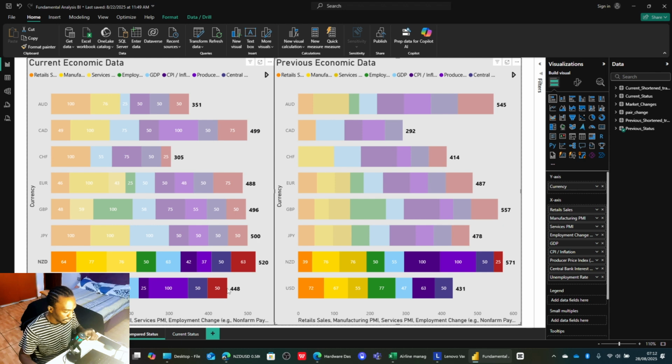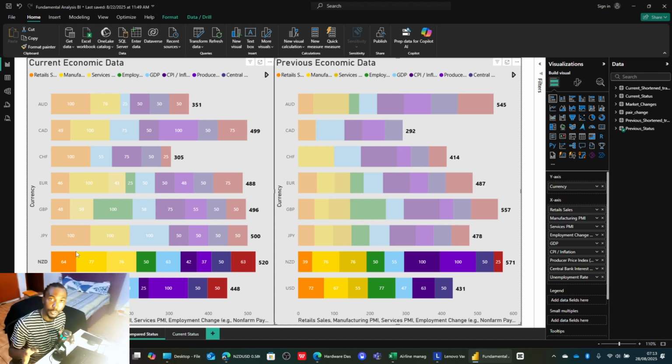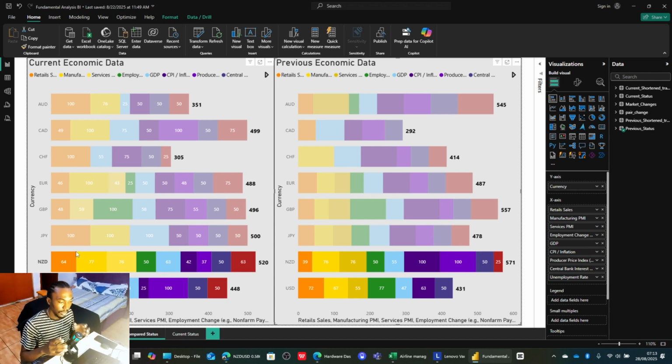One thing you will notice is that the New Zealand dollar has like the best in terms of economic data compared to every other thing on this chart. However, it doesn't just mean you dive in there and buy the New Zealand dollar, right? Because there's a lot more things on the table that the fundamental economic data does not tell us. For example, the US dollar remains the world exchange.